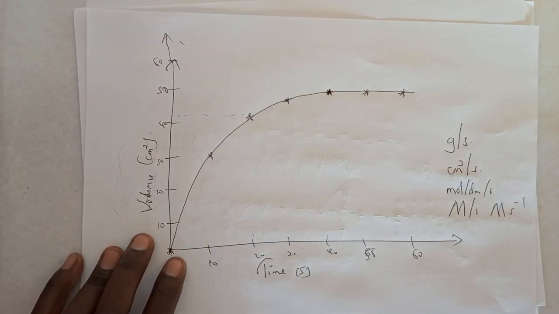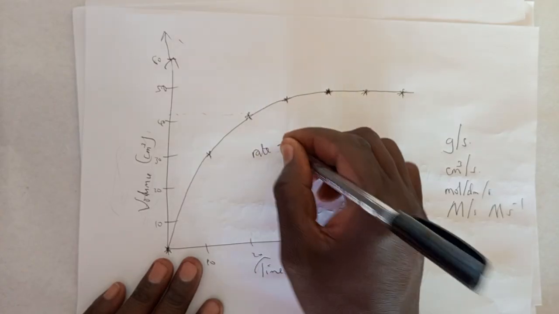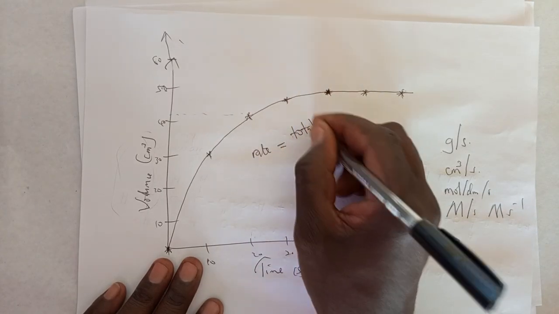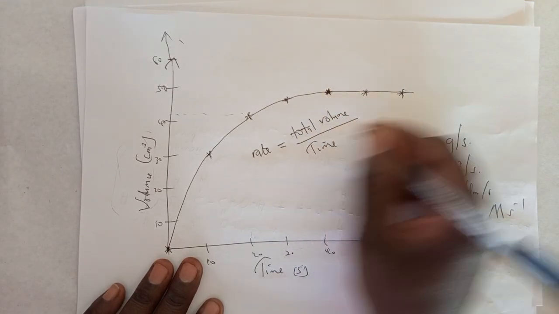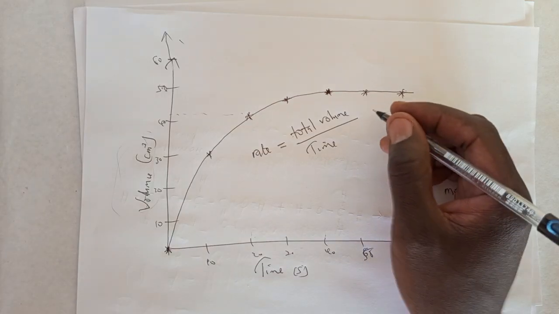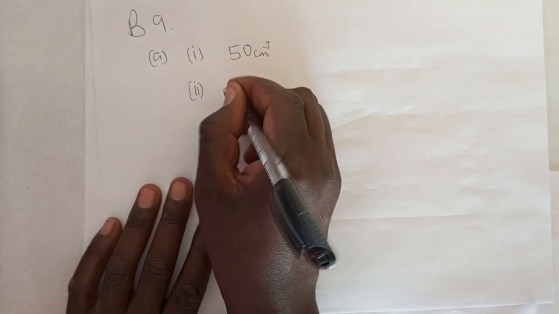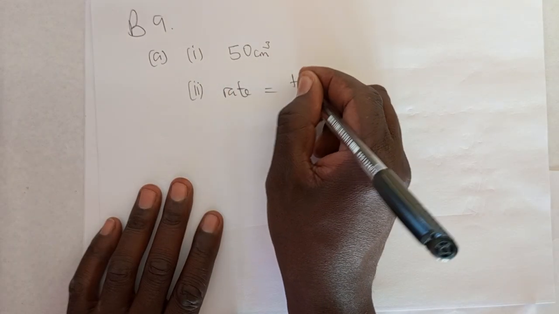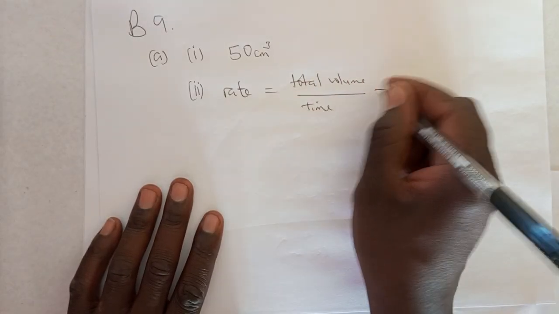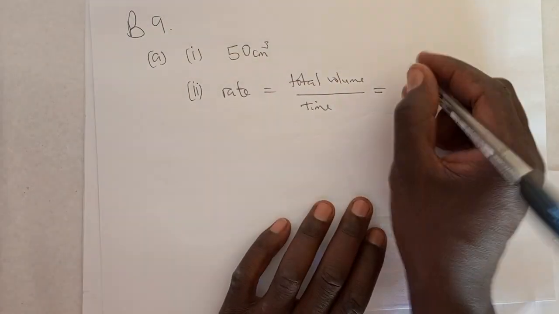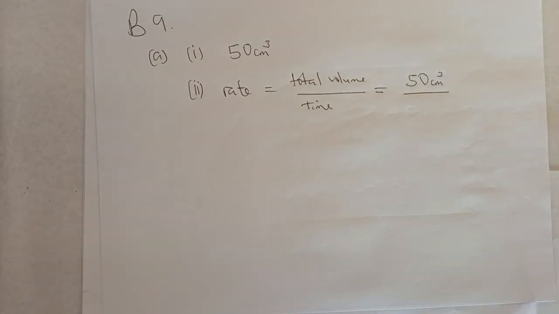So now, how is the formula? Well, the rate of a chemical reaction is basically equal to the total volume that you have been given divided by the time taken, okay? And that will be the formula for the volume. So from there, we are going to say rate is equal to total volume divided by the time taken. And what are we going to find there? So already the volume, we know that it's 50 cubic centimeters. 50 cubic centimeters divided by the time taken.